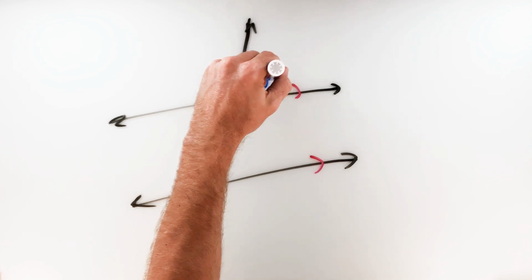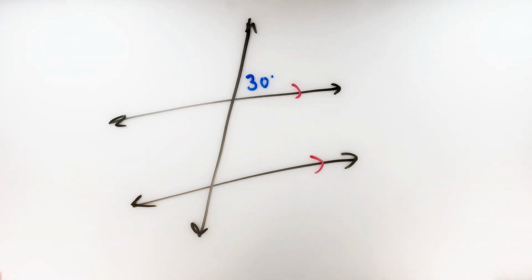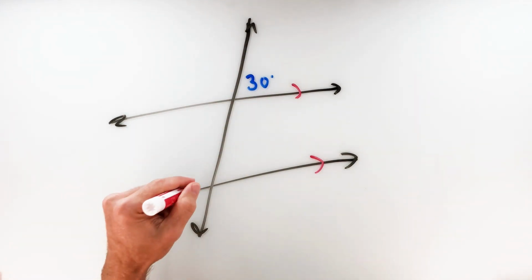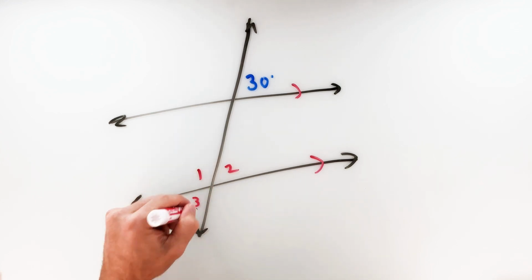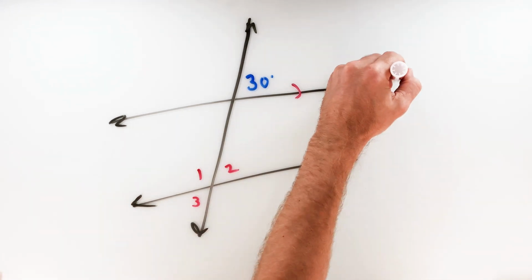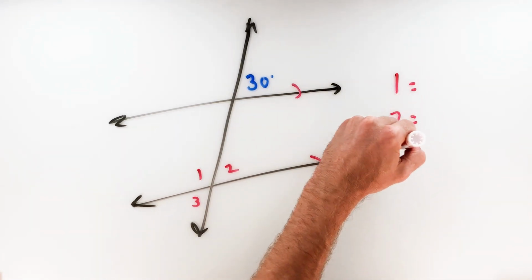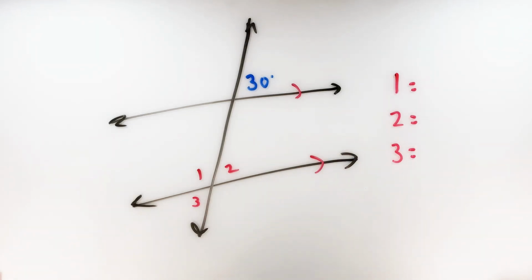So let's say this was a 30-degree angle, and maybe we're missing some angles down here. So angle 1, angle 2, and angle 3. If we go back to our different angle pairs, if we can identify some of those pairs within this situation, we can find these missing angles pretty quickly, knowing those rules.